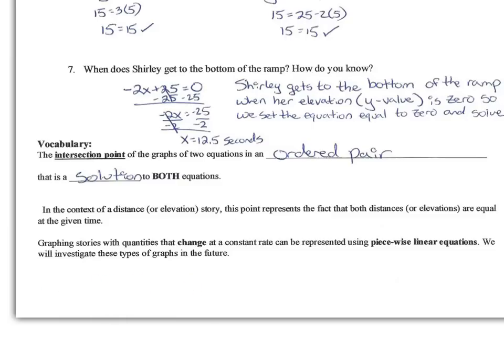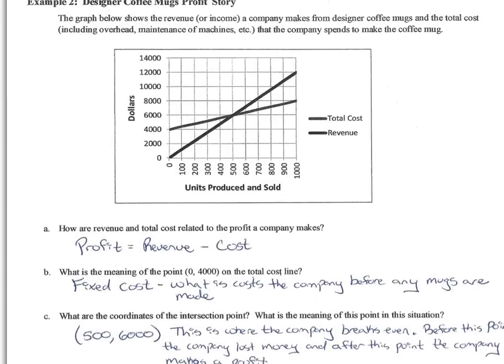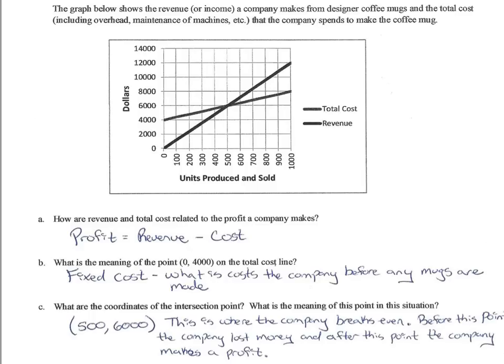Okay, moving on. Example 2, designer coffee mugs profit story. The graph below shows the revenue, or income, a company makes from designer coffee mugs and the total cost, including overhead, maintenance of machines, etc., that the company spends to make that coffee mug. Just so you guys are aware, cost is going to be the one that starts at 4,000, and revenue will be the one that starts at 0, in case you can't tell on yours, like I can't tell on mine.